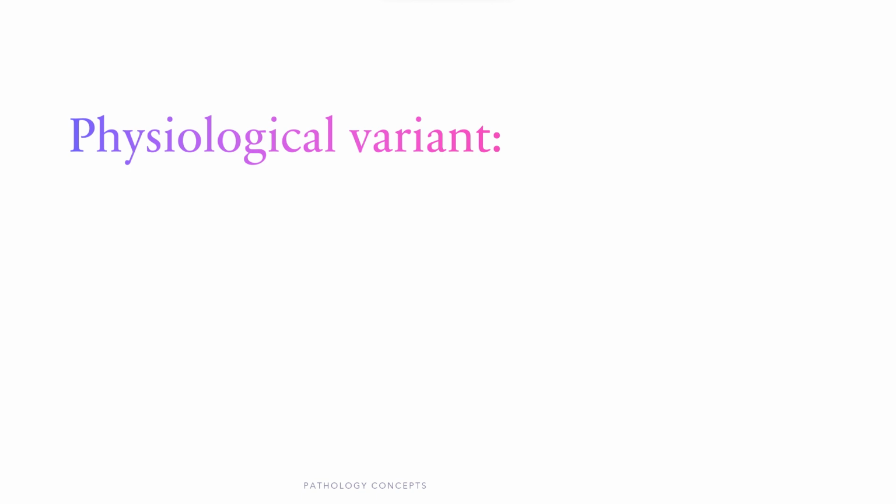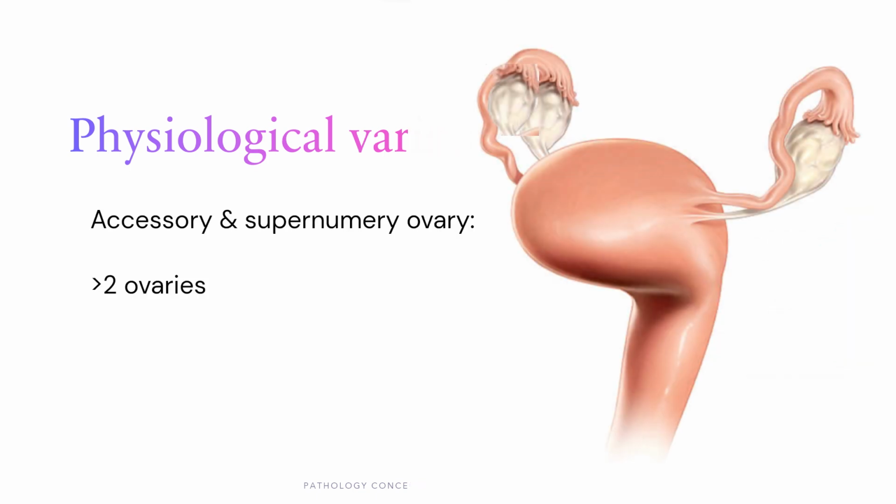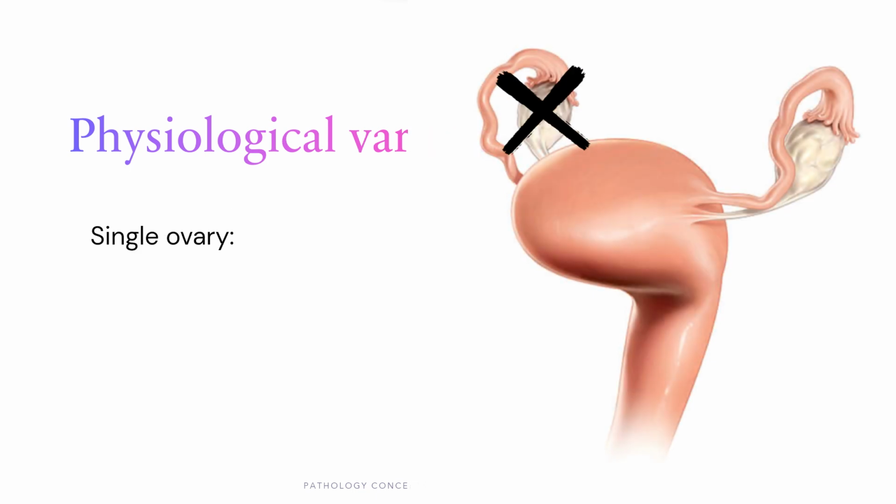Now let's learn about physiological variants of ovaries. First is cyst. It can be functional and benign. Simple ovarian or functional cysts occur naturally with changing levels of hormones during the menstrual cycle. The second is accessory and supernumerary ovary. In accessory ovary, there are more than 2 ovaries attached to the typical ligaments, and in supernumerary ovary, they do not connect via the typical ligament. In a single ovary, a genetic defect or mechanical error which leads to degeneration of one of the ovaries leads to a single ovary.